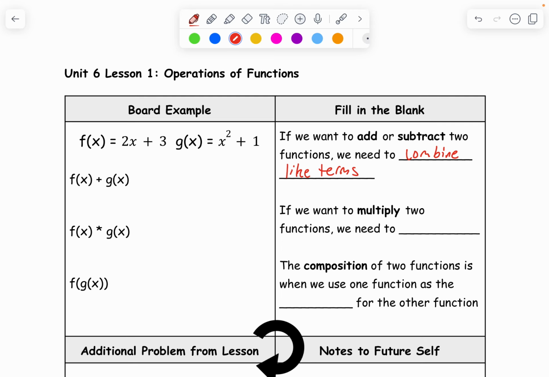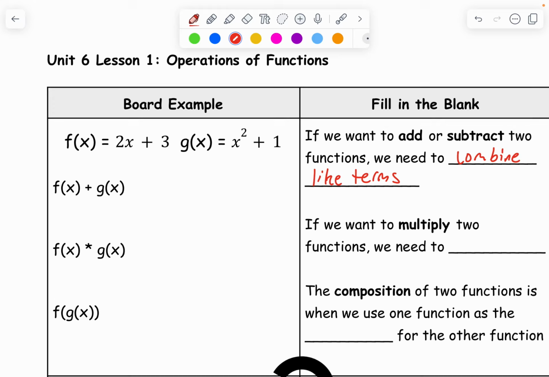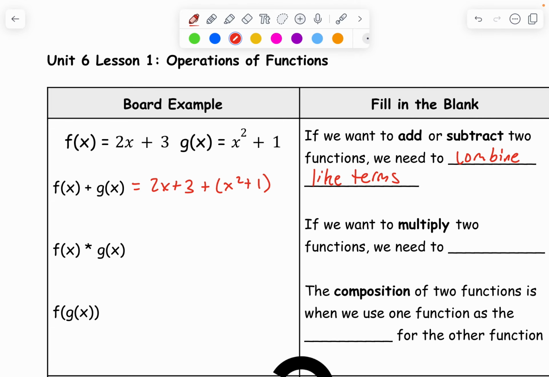So if I want to add f of x plus g of x, for example, well, f of x is 2x plus 3. I'm going to add x squared plus 1, which is my second function, and then I just combine like terms. So you combine like terms and you're done. In this situation, my only like terms are 3 and 1 because those are both constants. 2x doesn't have any like terms. x squared doesn't have any like terms with it. So literally my answer is just x squared plus 2x plus 4.